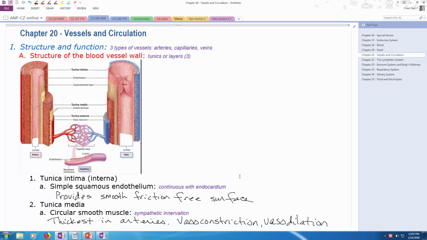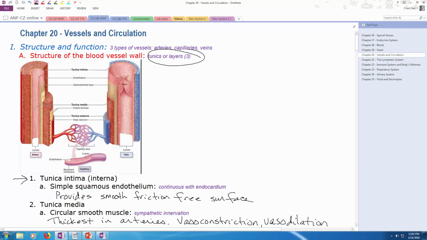So let's take a look at our cartoon picture here, where it talks about the structure of the blood vessel wall itself. We have indeed three layers or tunics, and we're going to start on the inside, the luminal side, and that is called the tunica intima. Our tunica intima is also known as tunica interna, and it is simple squamous epithelium that has a special name. It's called endothelium. Whenever you hear the word endothelium, you are in a blood vessel. You don't know whether it's an artery, a vein, or even capillaries, but you are always in a blood vessel when you hear the word endothelium.